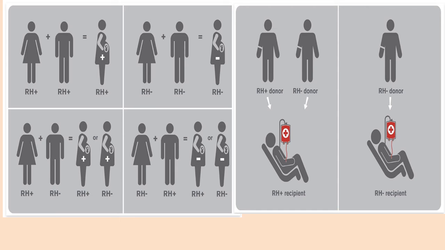And if you're Rh positive, you can easily receive positive or negative factor blood without any problems. No antibodies being created. However, if you're Rh negative, you can only receive other Rh negative blood. You can't receive positive because if you did, you'll create these antibodies that will actually attack those red blood cells.